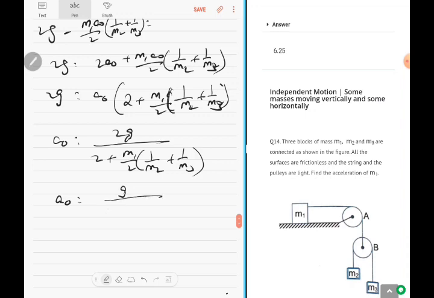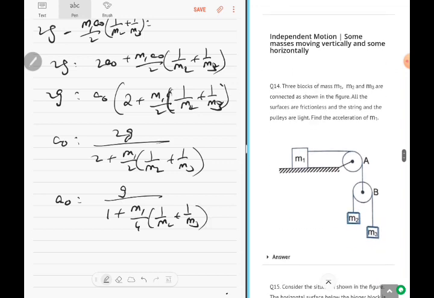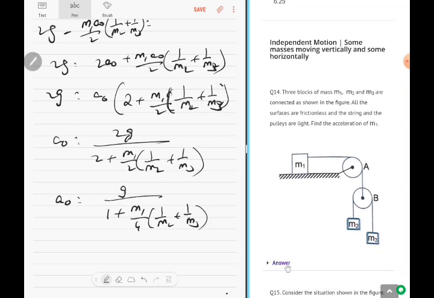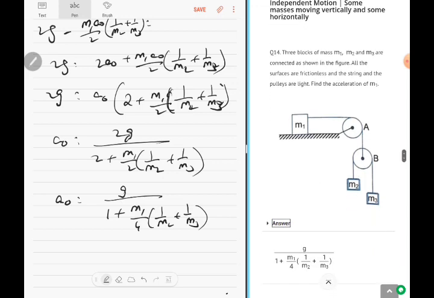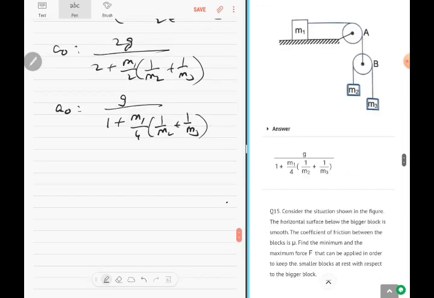So this will become 1 plus m1 by 4 into 1 by m2 plus 1 by m3, and that will be the option for the acceleration of the mass m1, which we have assumed as a0, and we'll get the answer like this. Okay, so let's go to the next question.